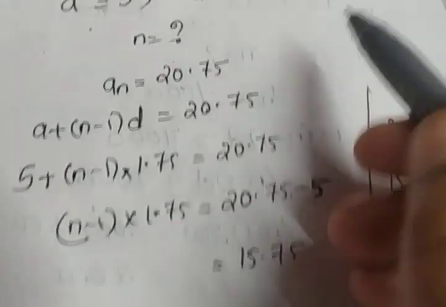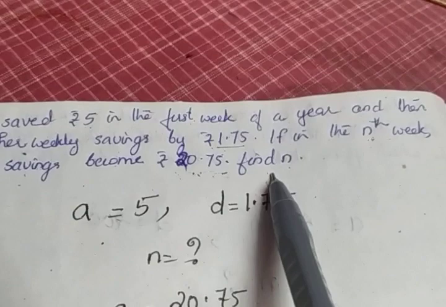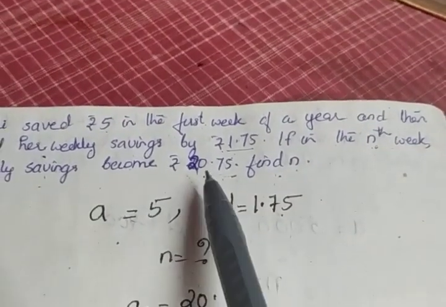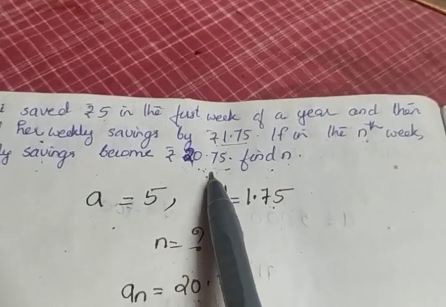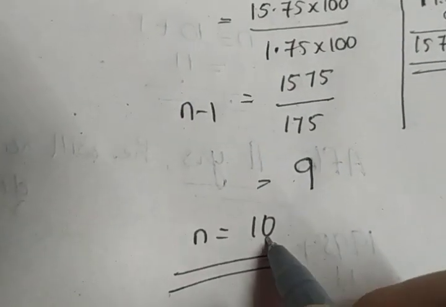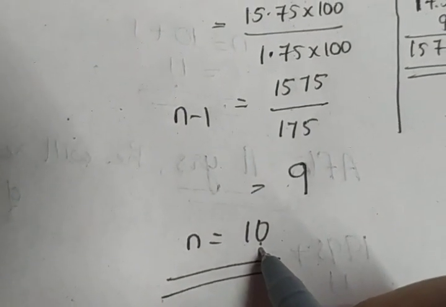The question was to find the value of n with the condition that the nth week savings is 20.75. We took 20.75 as an and we got the value of n as 10. So the final answer is n is equal to 10.